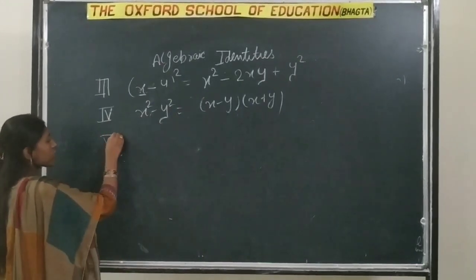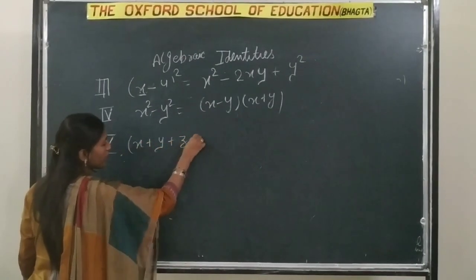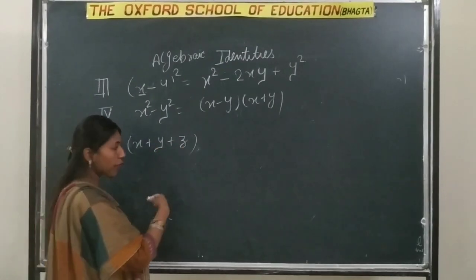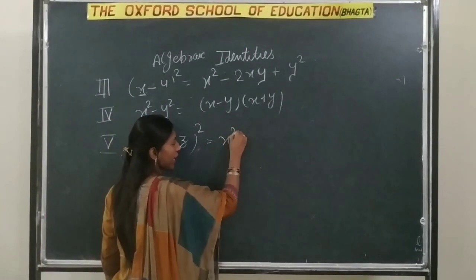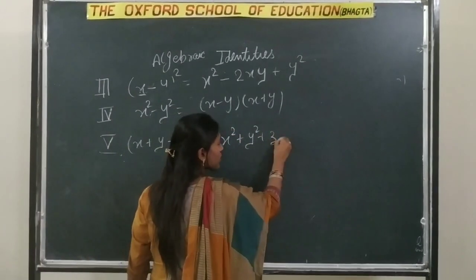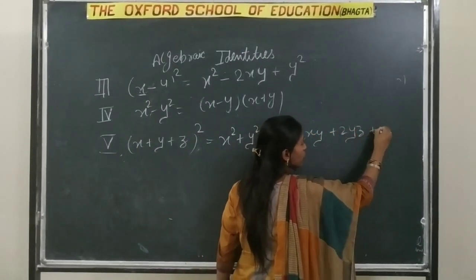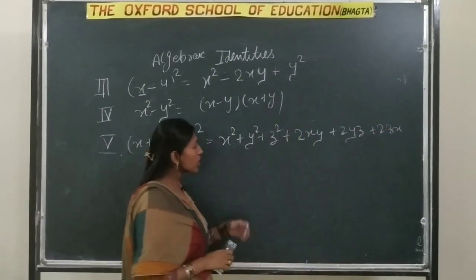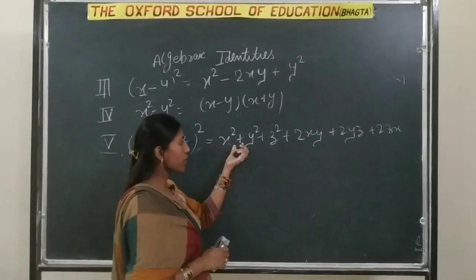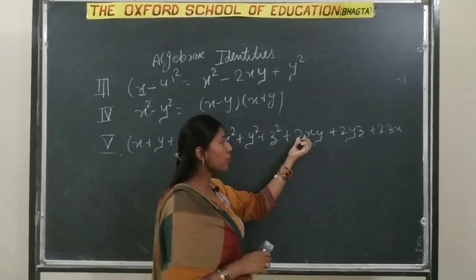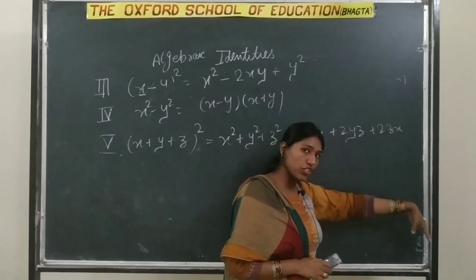So next we will do the fifth identity. Suppose you have given the sum of three terms and you have to do the square of the sum of these terms. So the identity is x square plus y square plus z square plus 2xy plus 2yz plus 2zx. That means first term square, second term square, third term square, plus 2 into first term second term, plus 2 into second term third term, plus 2 into third term and first term.